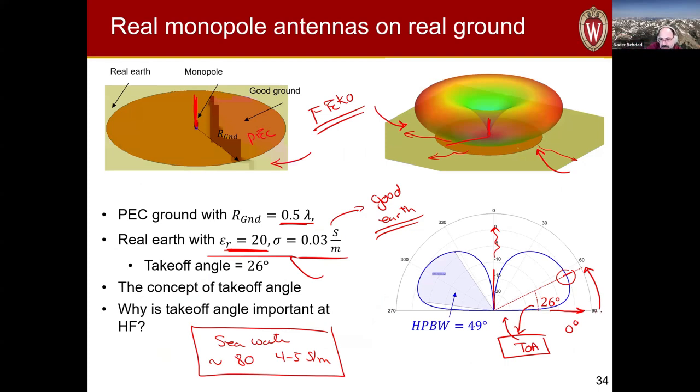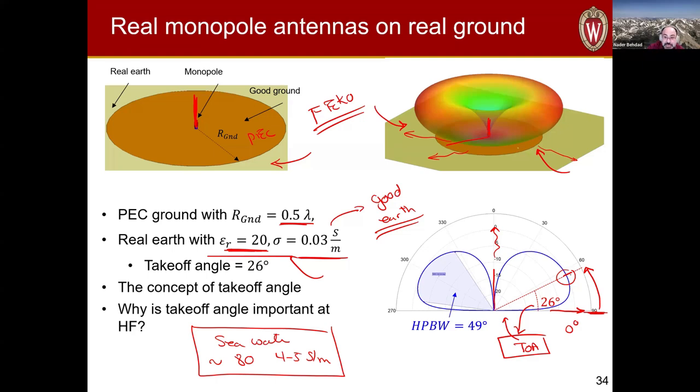So in this case, the elevation angle of 0 degrees corresponds to a theta of 90 degrees. So hopefully that's not confusing. But the key point is that now the takeoff angle of that antenna has gone up, right? And then it's not radiating things along the horizontal axis.